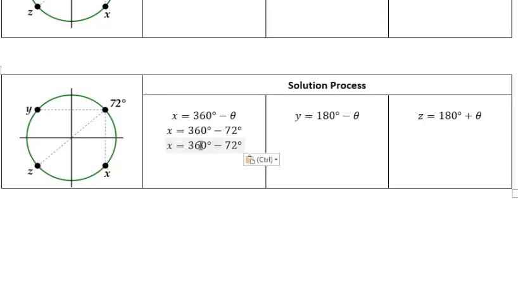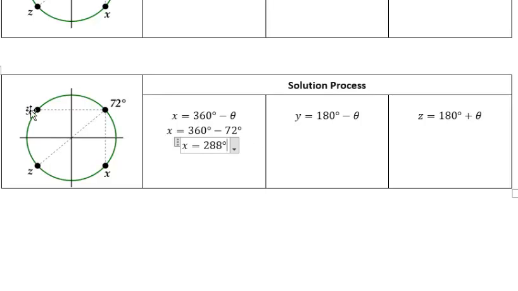I just need to subtract. If I subtract 60, it will be 300. And I'm still missing 12, so it will be 298 and 288. Okay, so the answer will be 288 degrees. That will be the answer if I subtract 72 from 360.